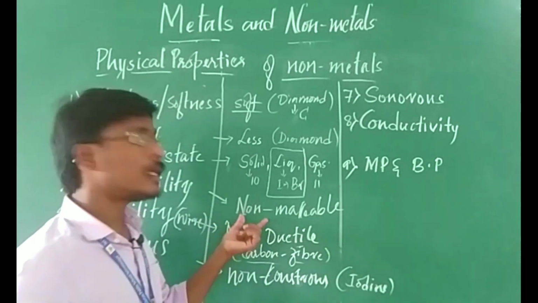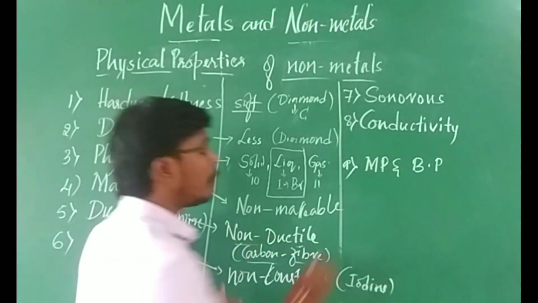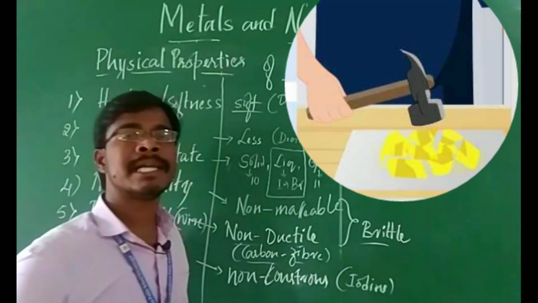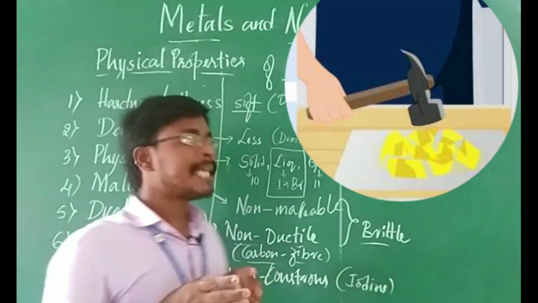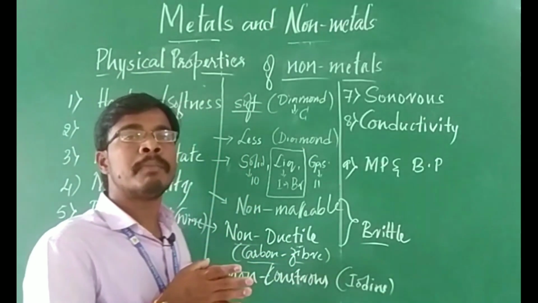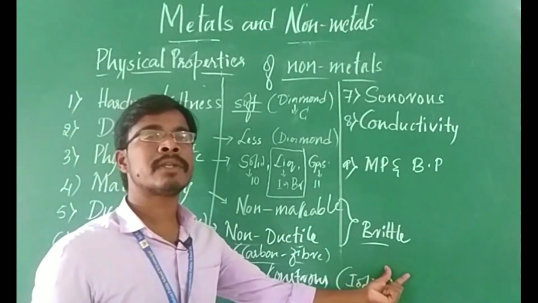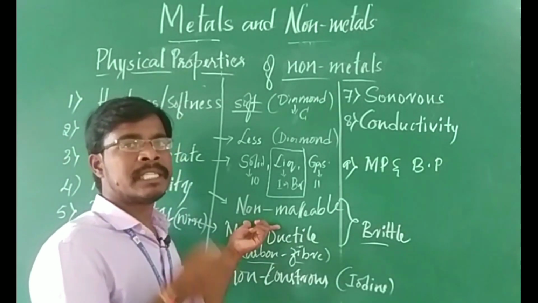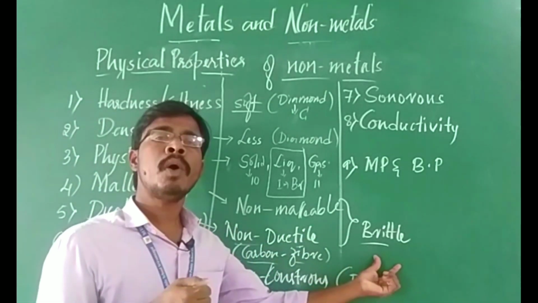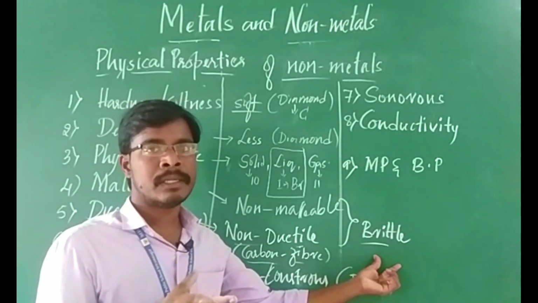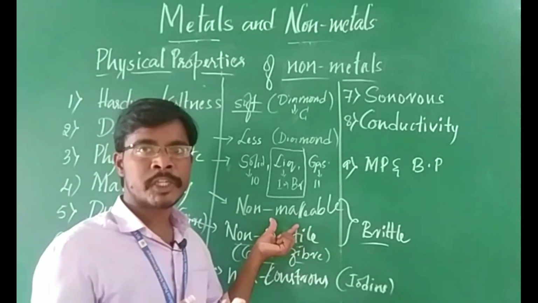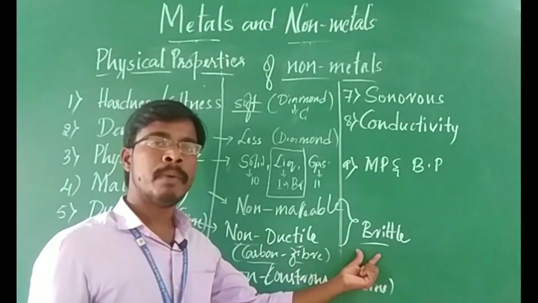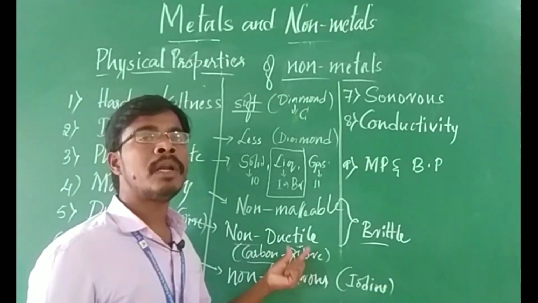All the non-metals are non-malleable, non-ductile, but they are brittle. What is brittle? Brittle is nothing but the elements which can be broken easily, broken into pieces. That property is called brittle nature. So when you hammer a non-metal, it is going to make a powder, it will become pieces. Due to that, we cannot form a thin sheet, so it is non-malleable. Even a wire cannot be formed because it will be broken, so it is non-ductile.